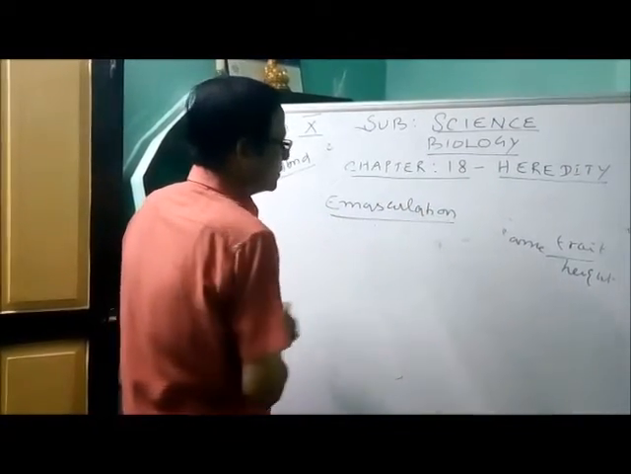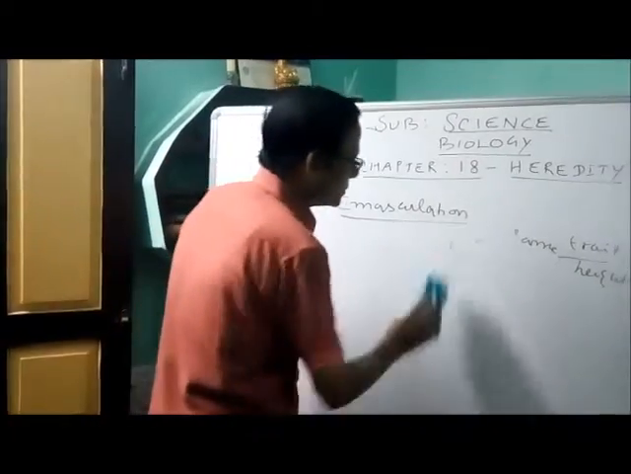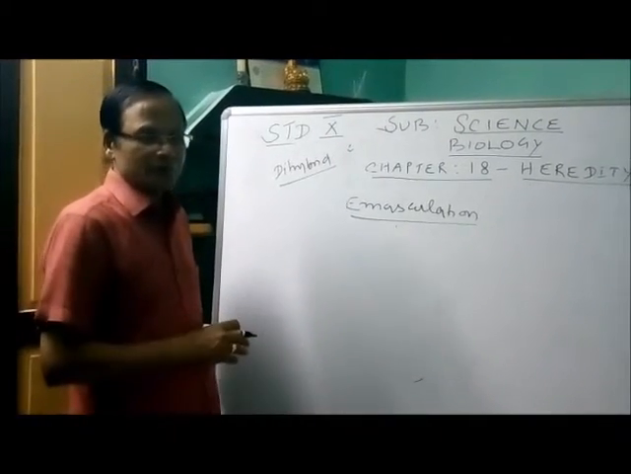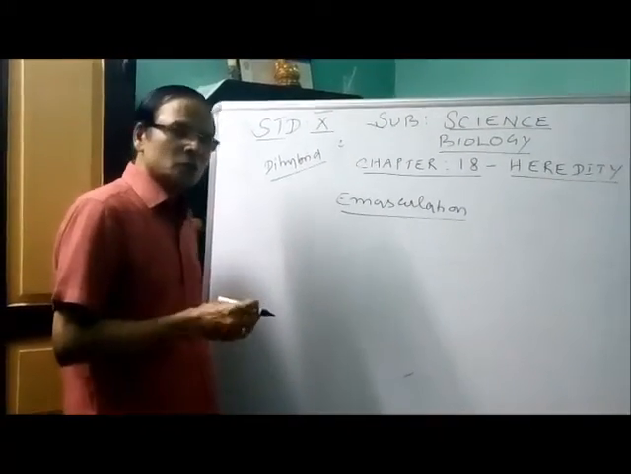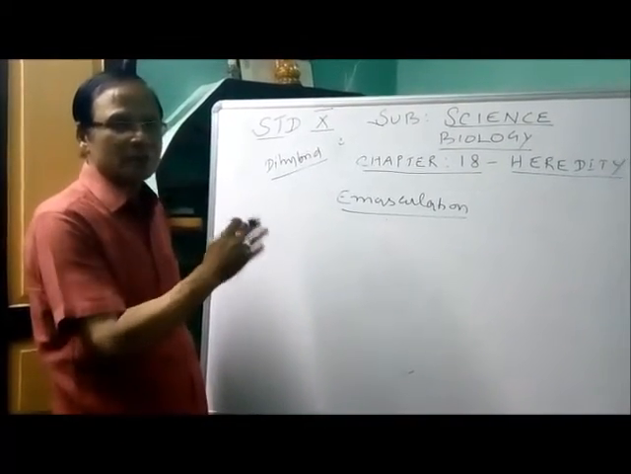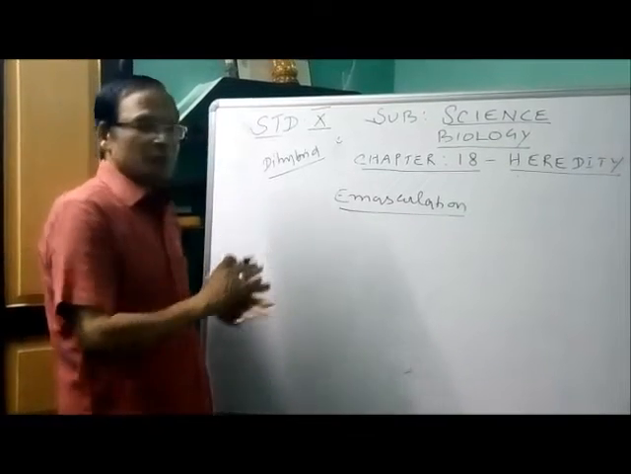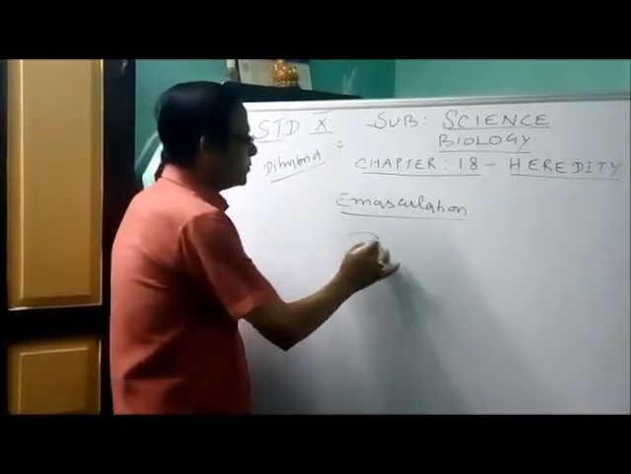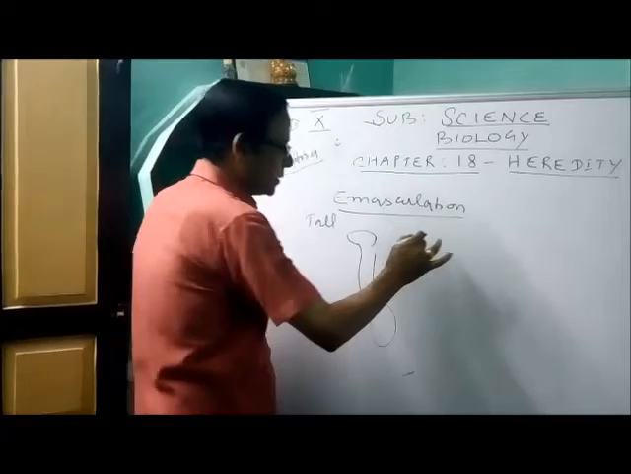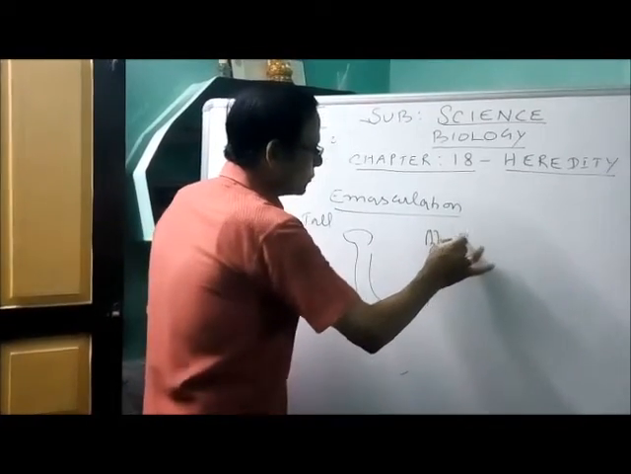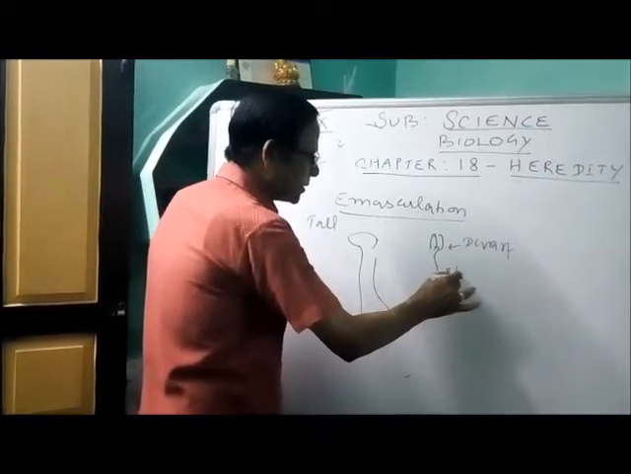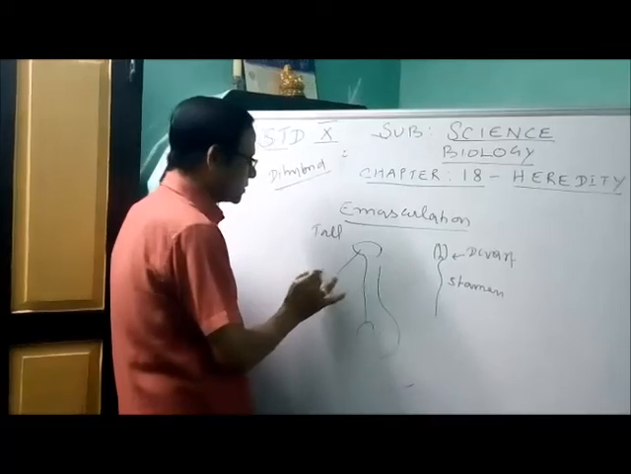Emasculation is nothing but the removal of anther from the flower. To prevent self-pollination, and to dust the pollen grains on another flower, he removed the anther, the stamens, from the bisexual flower. Now he did artificial pollination. Suppose he is taking a plant with the tall character and a plant with the dwarf character. He removed the stamens. This is a stamen, and this is the stigma.